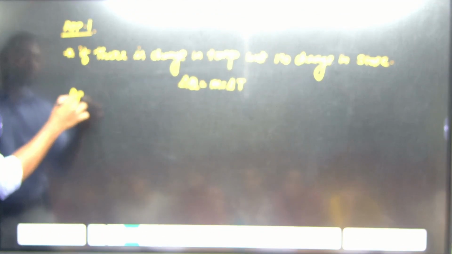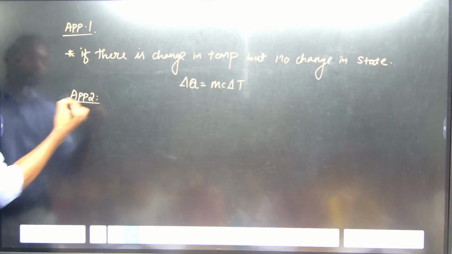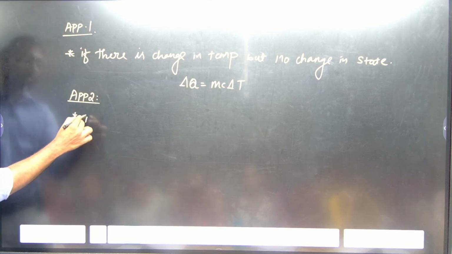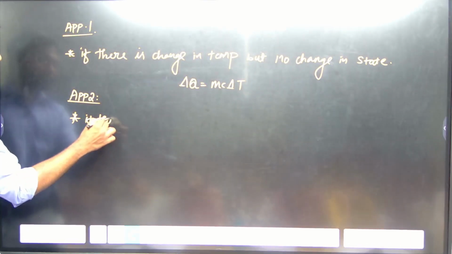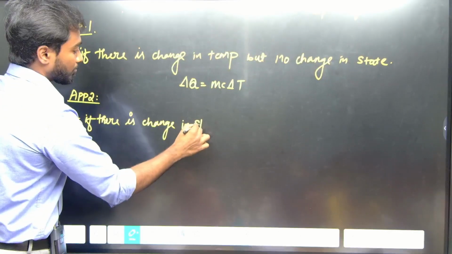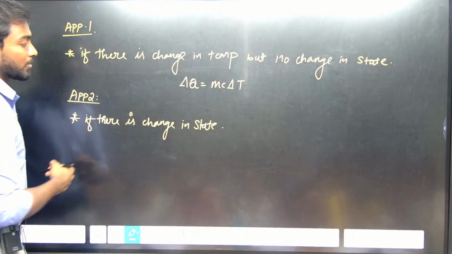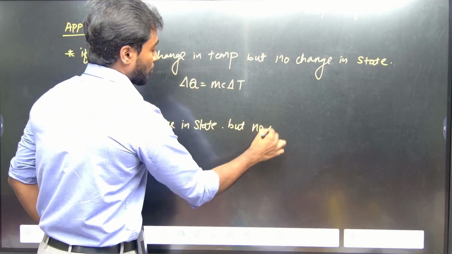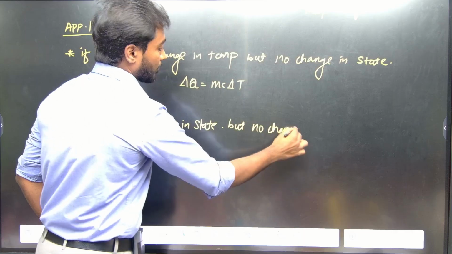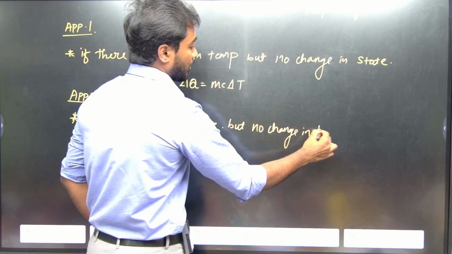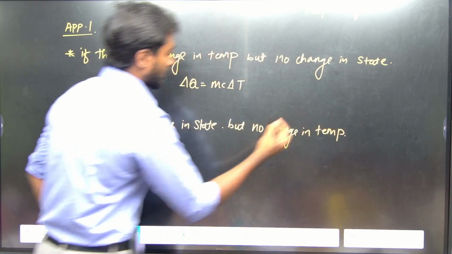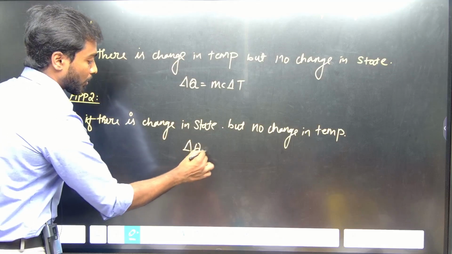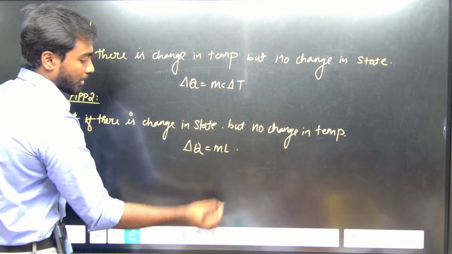Application number 2 is, if there is change in state but no change in temperature, then we should use this formula, delta Q is equals to M into L.